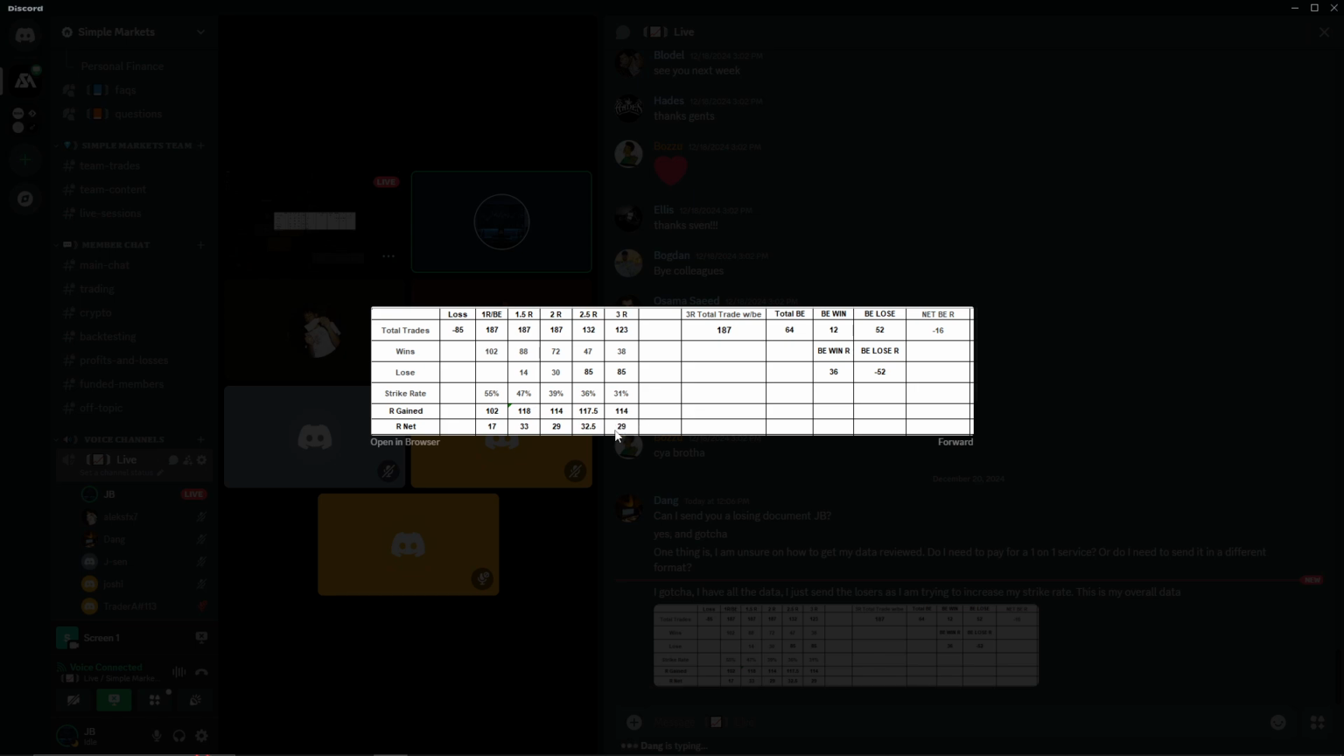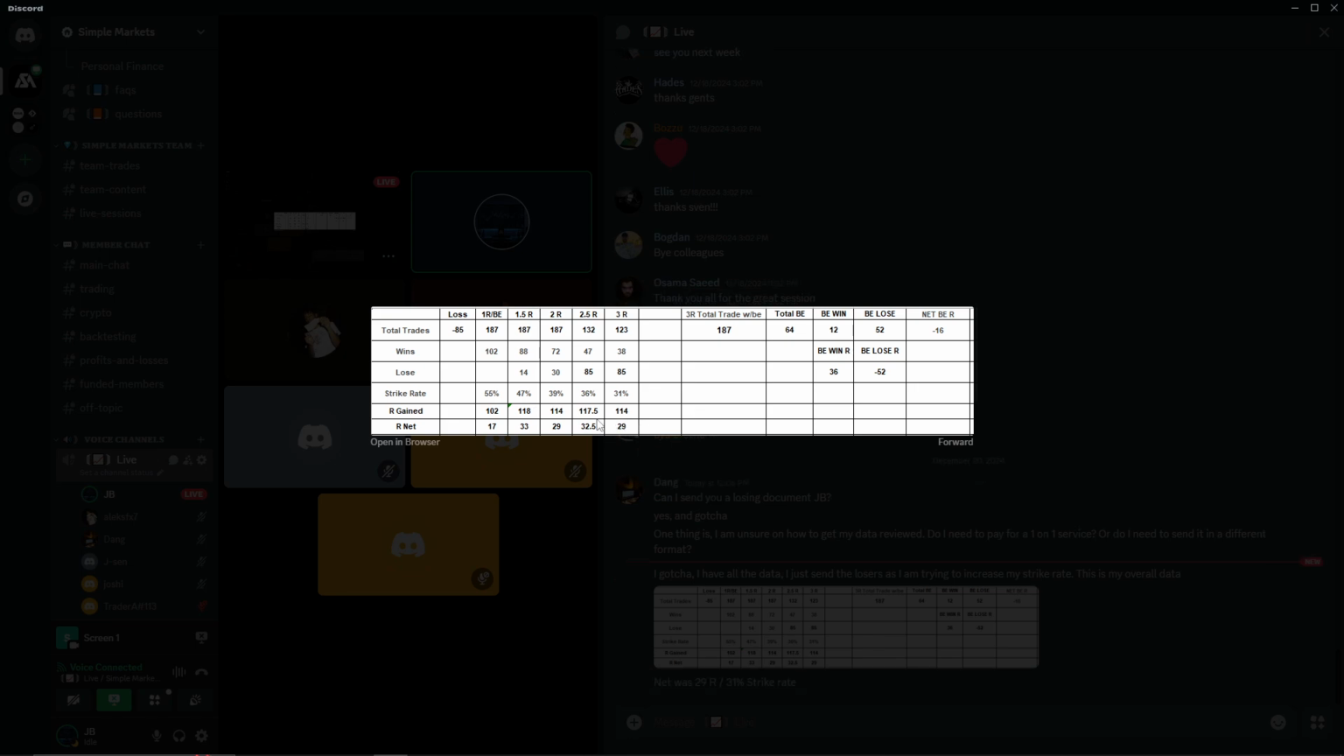Oh, I see. So your net risk to reward, I'll point it out here. Yeah, 29R with 30% strike rate, you're already in a really, really good spot. So it's understandable to want to increase it, which we can go through some of those losing trades now that we know there's a bigger picture here. But I'll be honest, 29 RR is absolutely fantastic.